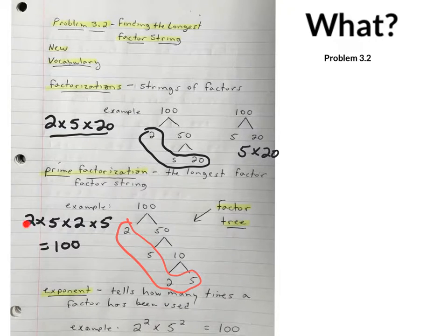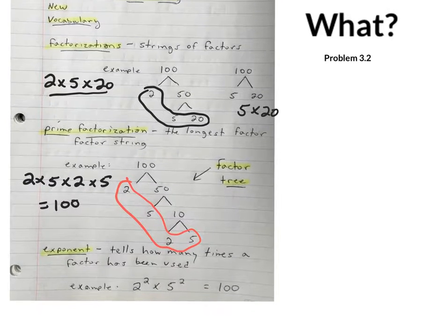So where did I get these from? 2 times 5 times 2 times 5. So this is called the prime factorization. And we're almost done, but not quite. We are introducing another concept. In this case, it's a vocabulary word, but it's called exponent.